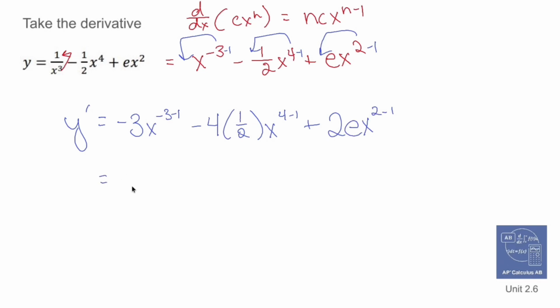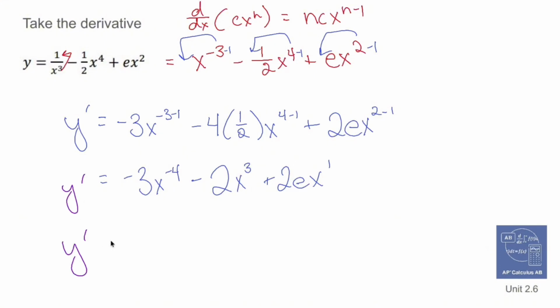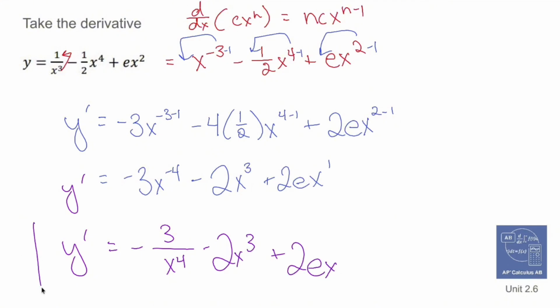Let's simplify. Negative 3x to the negative 4th. Negative 4 times a half is negative 2, x to the 3rd. 2e is just 2e. 2 minus 1 is invisible 1. Okay, so let's clean this up one more time. Y prime equals this. One more step and we'll be done. Negative 3 over x to the 4th, right? Because x moves to the bottom. Nothing changes here. And again, that invisible 1 is not necessary. And that's what I end up with.